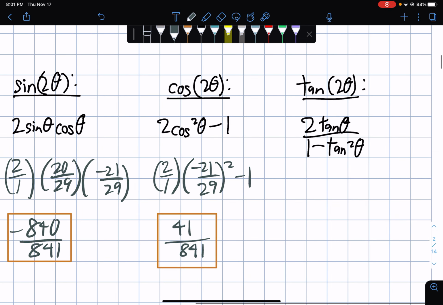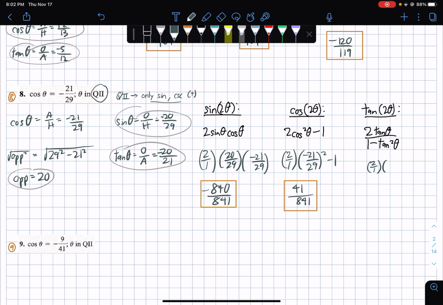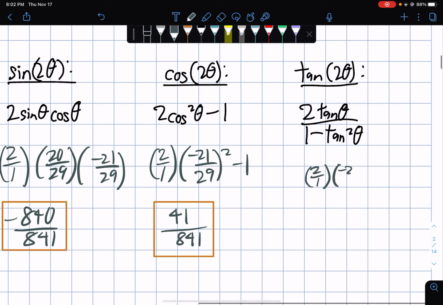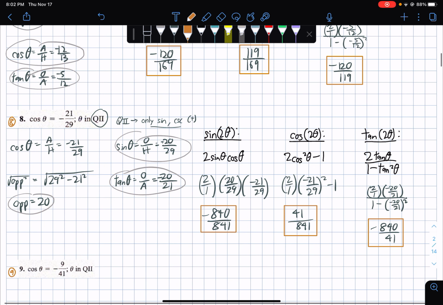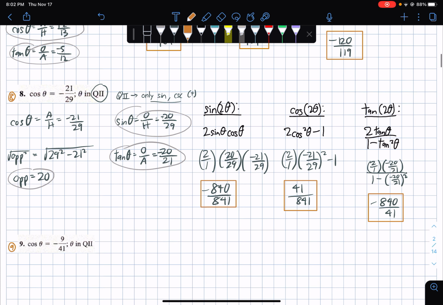Okay, so for tangent 2 theta, 2 over 1 times tan theta, which is negative 20 over 21, divided by 1 minus negative 20 over 21 raised to 2. The answer is negative 840 over 41. So that's number 8. Let's move on to number 9.